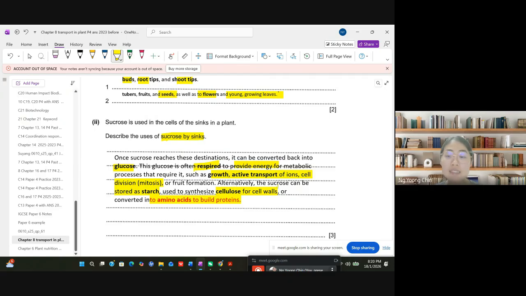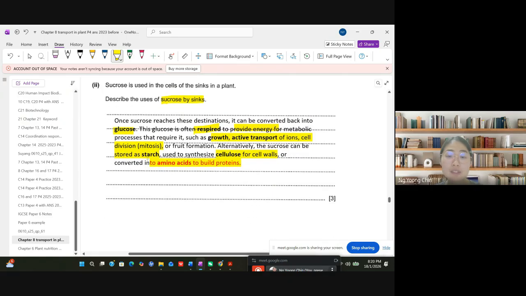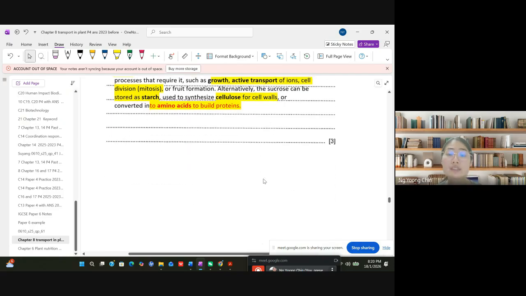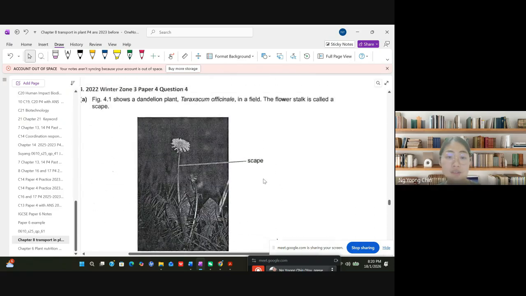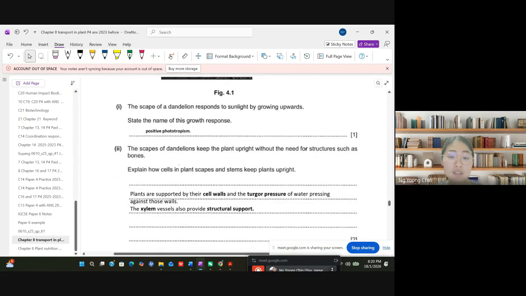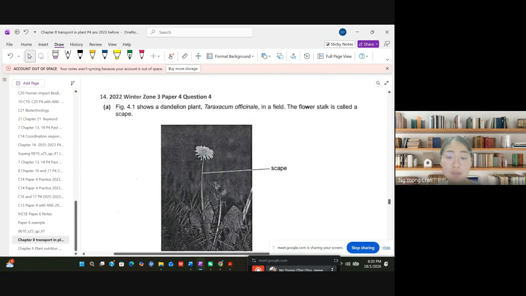Other kinds of usage: you can say that sucrose becomes starch, or a source for cell wall. So this is the question, use of the sucrose by the sink. Also glucose can be converted into amino acids to build proteins. So you can see it's always repeating. And this one, you can read by yourself.